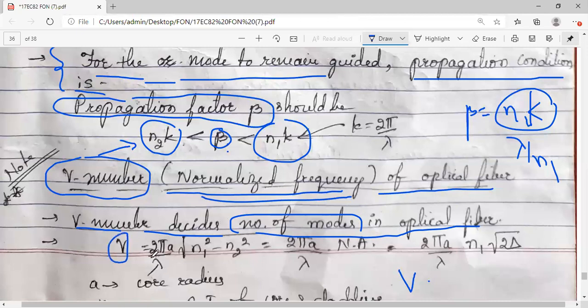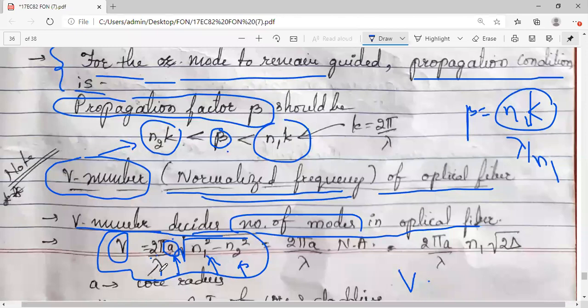V equals 2 pi a by lambda times the square root of n1 square minus n2 square. This is the formula for V. So if you know the refractive index of the material and lambda, the wavelength, you will be able to find it. a is the radius of the core material. We are not concerned with the cladding. Core is important for us.